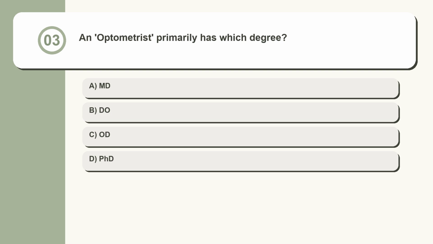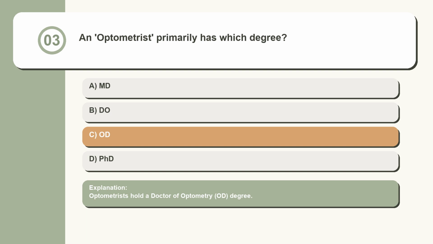Question 3. An optometrist primarily has which degree? MD, DO, OD, PhD. Optometrists hold a Doctor of Optometry, OD, degree.